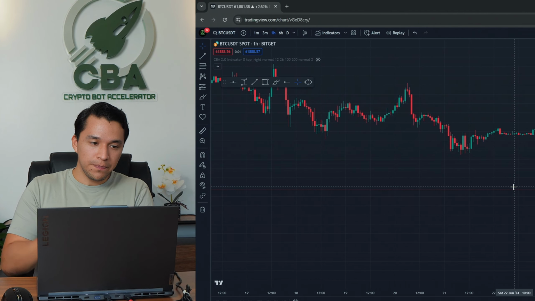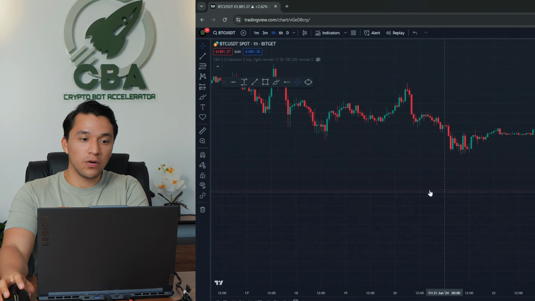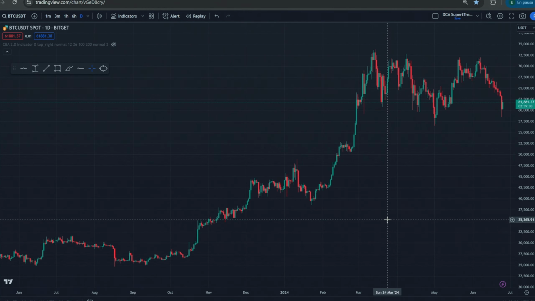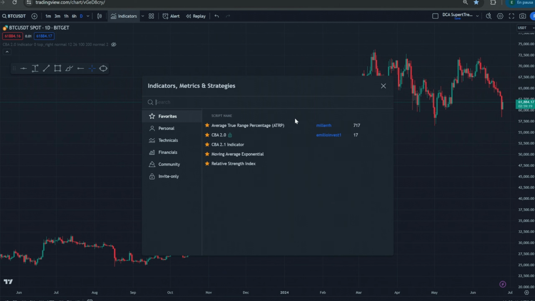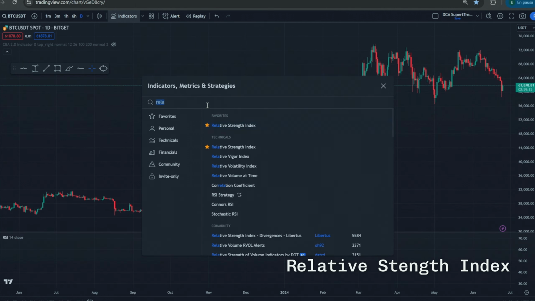All right, so I'm gonna be using this tool called TradingView, and we're gonna go to Bitcoin, for example, and we're gonna make sure we're on the daily time frame. Once we're on the daily time frame, then we will be able to see, quite long term, the price action history of Bitcoin. And we're going to install 2 indicators. We're going to click on indicators and we're going to search for relative strength index.